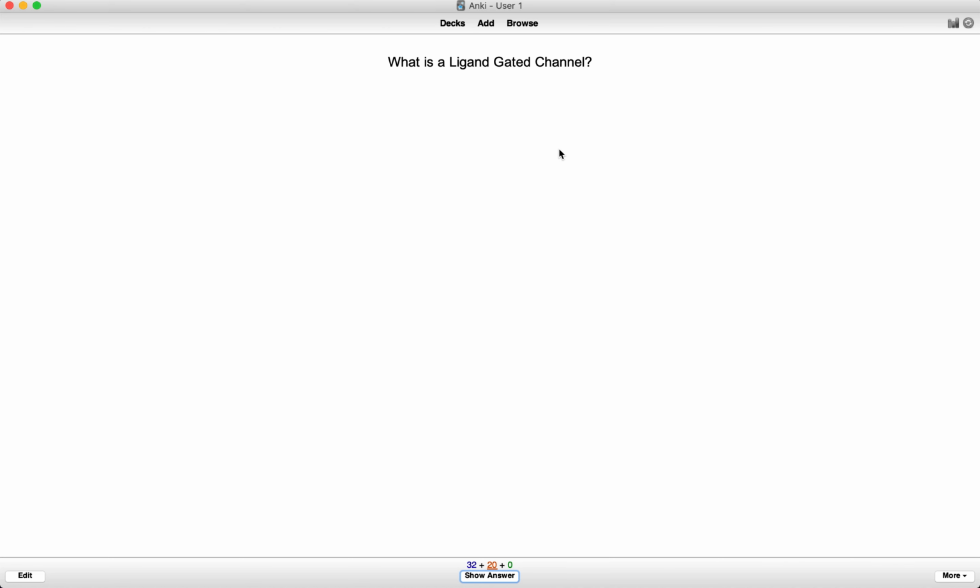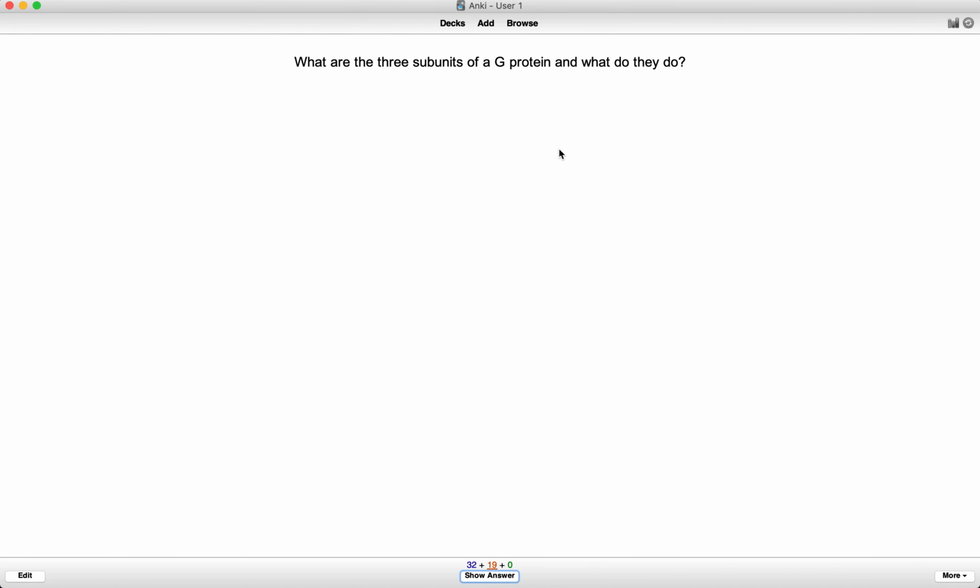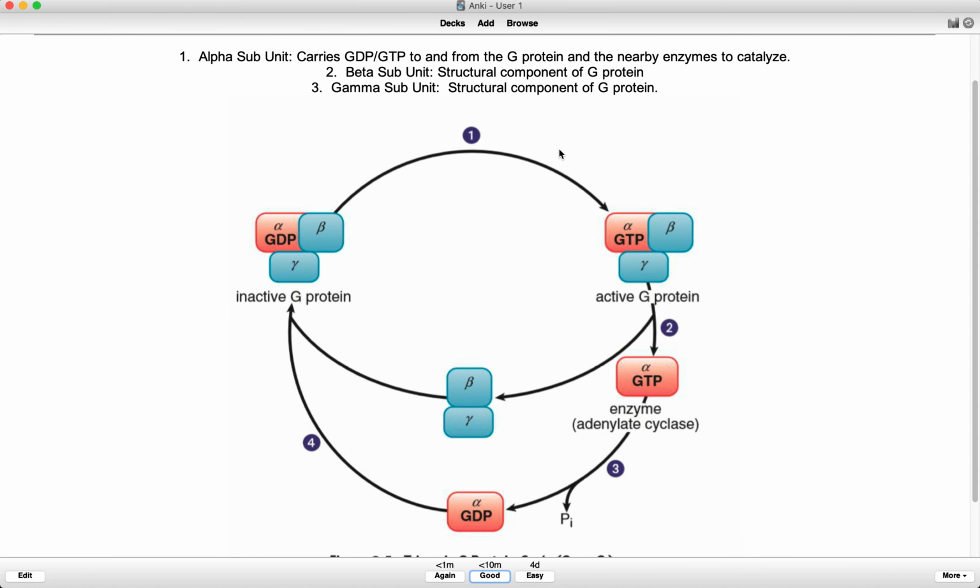What is the ligand? Ligand channels are protein channels where the binding of a ligand changes its conformation to allow for the movement of stuff. G protein has the alpha, beta, gamma subunits. Beta and gamma are the structural components of G protein, while the alpha subunit carries GTP to other enzymes for catalysis and moves it around in a circle.